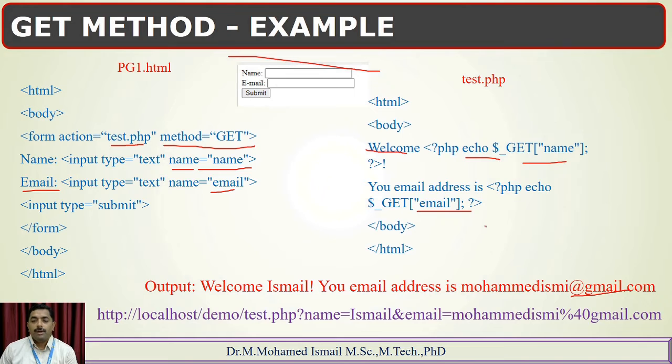But one disadvantage of the get method is that whatever we type in the input box will be visible in the URL. Look here, http localhost demo, I am using test.php. After the question mark, name, whatever I type, suppose I entered Ismail, then email, whatever values I entered will be displayed here. So it is not advisable to use sensitive information like passwords. We should not use the get method for that.